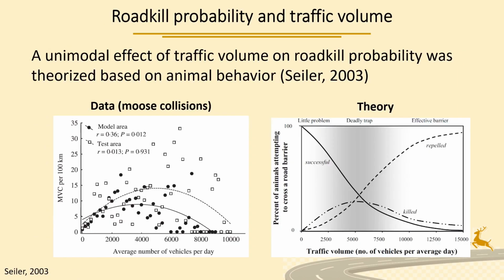It was theorized that traffic volume should have a unimodal effect on roadkill probability, as was suggested by Andreas Seiler in his PhD almost 2 decades ago. This was based on moose vehicle collision data in Sweden. It was suggested that, in theory, at low traffic roads, animals should be able to cross safely, while at high traffic roads, animals will avoid crossing the road completely. Thereby, most roadkill should happen at intermediate values of traffic volumes.